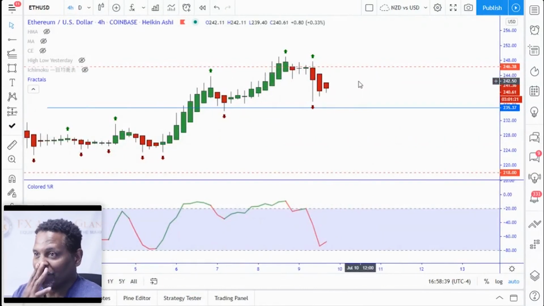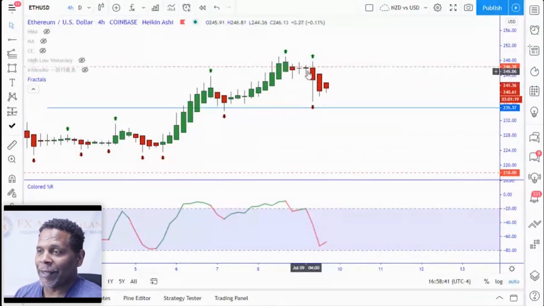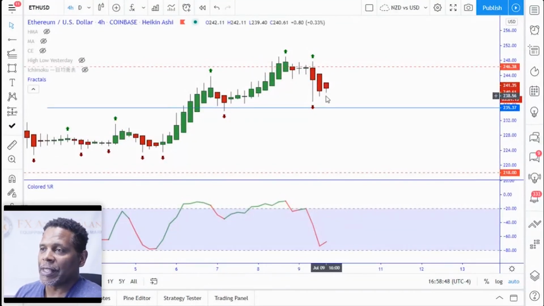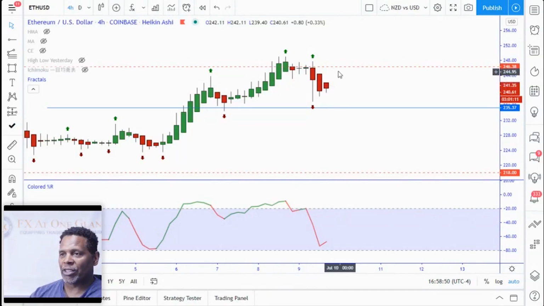We're late. I told you guys yesterday, look at this level. And now we're late. We could have been short in this. But probably going to see a little retrace back up again based off of you see some weakness here. So you might see it attack this level again, 247. All right. So that's it. That's my thoughts on the market today.